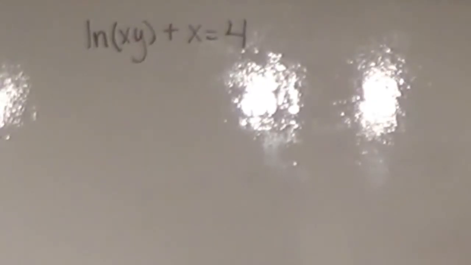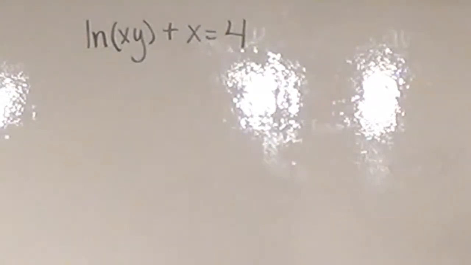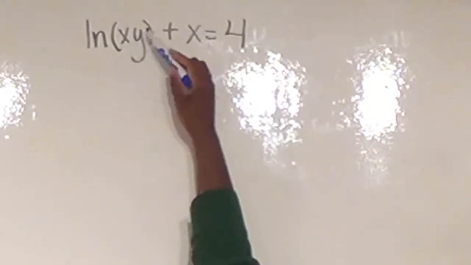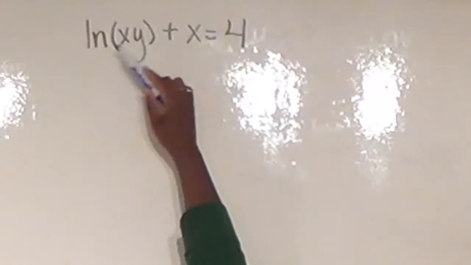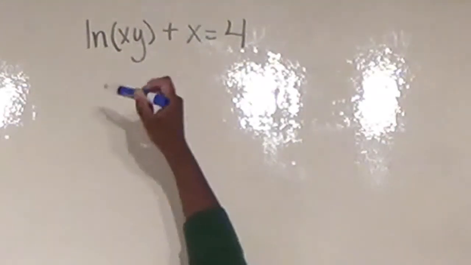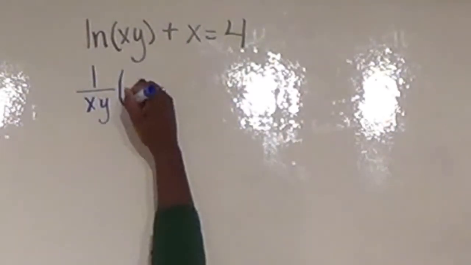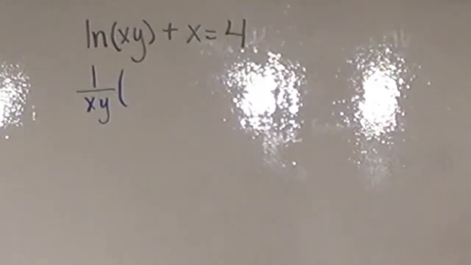In this example, the natural log of xy plus x is equal to 4. Same thing, we'd like to find dy dx. Okay. Now this one involves a chain rule in terms of the natural logarithm. So just like the last one, we had a chain rule in terms of the exponential. Here, we can see natural log of xy. We'll do the natural log first, and then worry about the argument. So our derivative there is going to be 1 over xy times the derivative of xy.